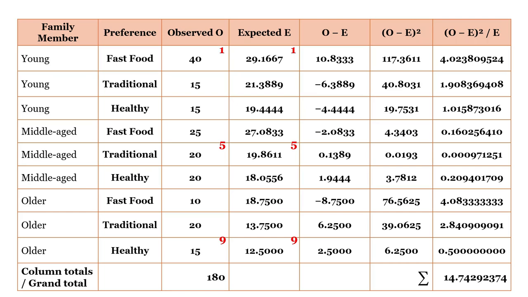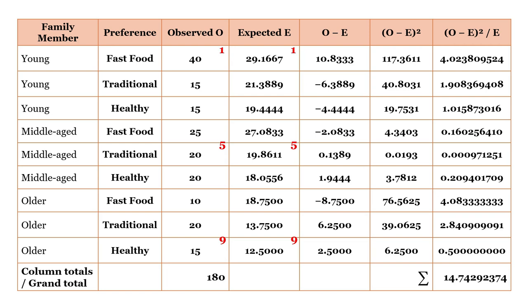This is our final table, and in the final table we will have all the columns given in the situation, as well as the calculations that we have done to find the different values. The first column contains the type of family members, the second column contains the type of food preferences, the third column is the observed frequency values given in our situation, then the calculated expected frequency values in the fourth column.